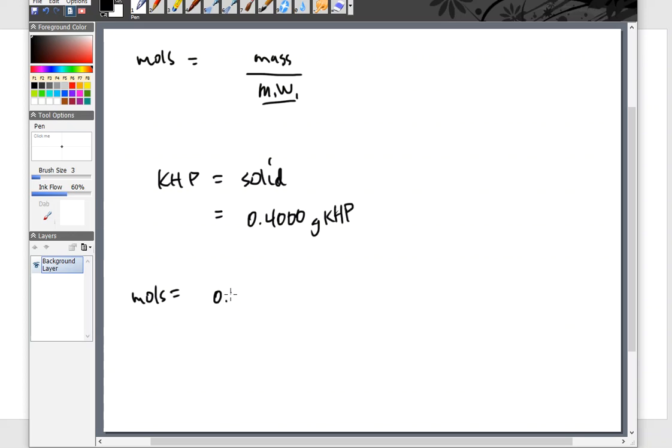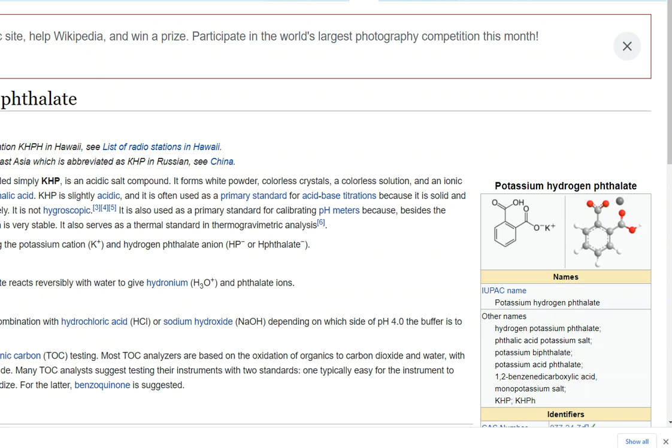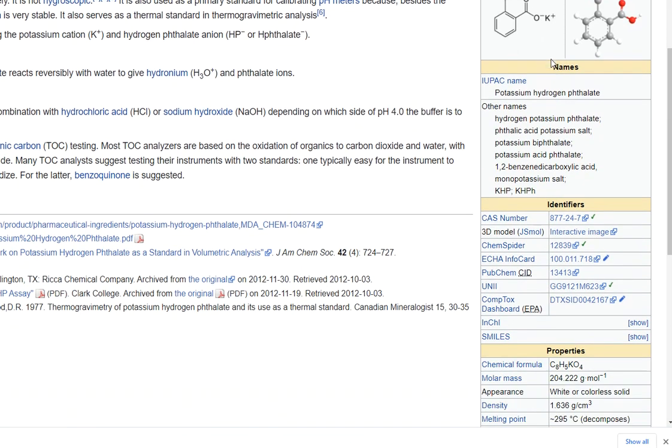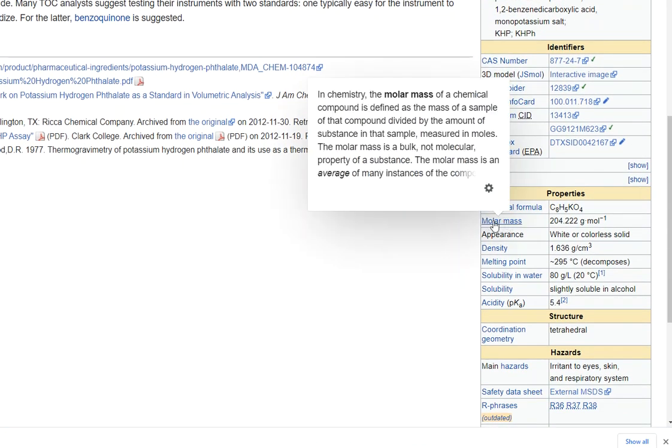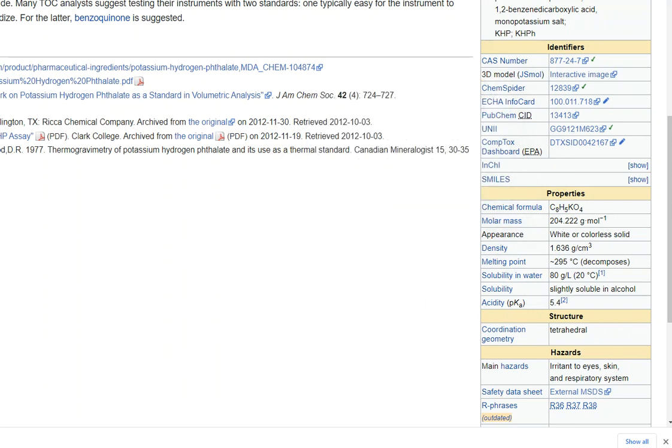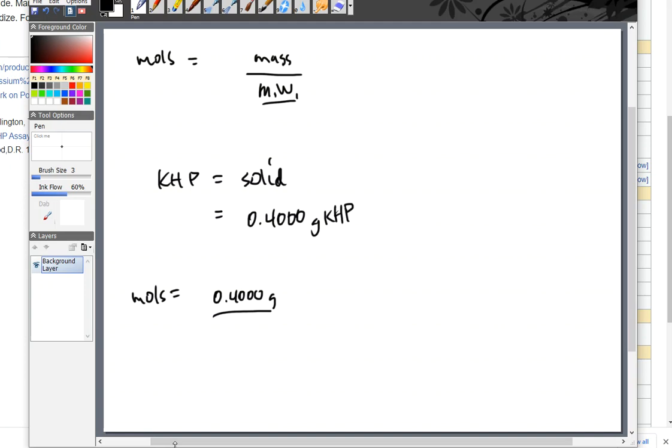I will take, based on the directions up above, my 0.4 grams of KHP, and I divide that by the formula weight of KHP. Okay, well, how do I find formula weight of KHP? So here's the Wikipedia page for KHP. I just typed in KHP and hit Wikipedia. This is what shows up. And to save you a little bit of work for now, if you just scroll down to the bottom and you look over here to the left-hand side, you'll see some data of KHP. And then you'll see molecular mass that's right here. So molecular mass is 204.22. All right, so that means in this equation, I would divide this by 204.22 grams per mole. All right, that's how I calculate moles of the material that I'm using.